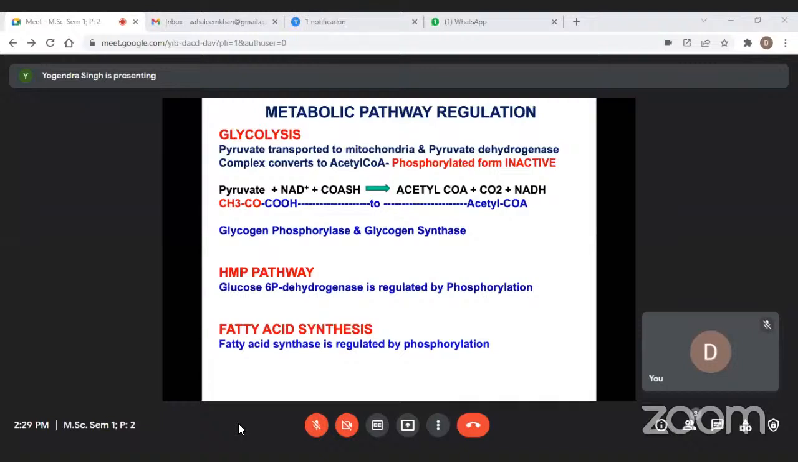I'm sure you all read in MSc classes, you all read glycolysis, where sugar is broken down into the 3 carbon molecule pyruvate, which goes to the mitochondria, where an enzyme converts it to acetyl-CoA, enters into the TCA, NADH, all those things are generated. Now that enzyme is a complex enzyme. Pyruvate dehydrogenase is a complex. And that regulation comes from phosphorylation. When it is phosphorylated, then the enzyme becomes inactive.